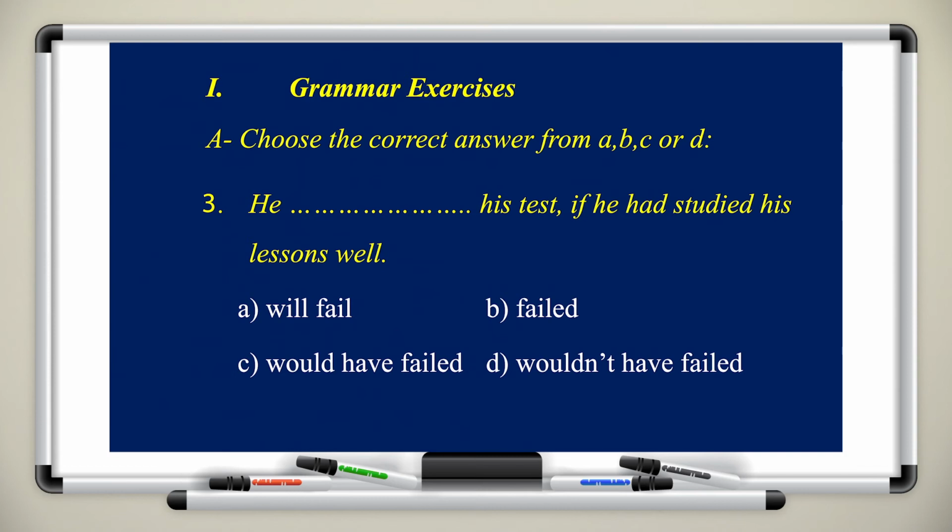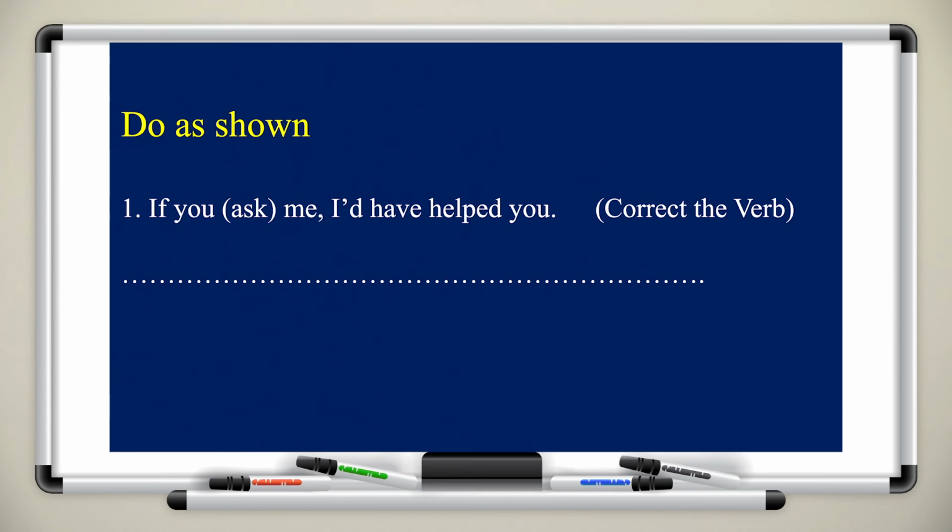Question number three, he blank his test if he had studied. So I have the past perfect, had studied. The one before has to be would or wouldn't have failed, okay? So he wouldn't have failed the exam if he had studied, but he did fail the exam because he didn't study, okay? Very good.